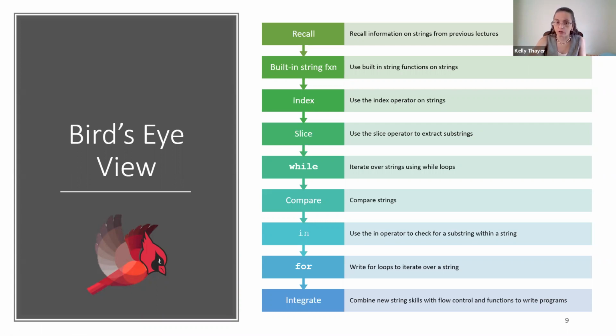We may want to compare strings. We can use the in operator to check for a substring. That is, do you have a particular letter pattern, a word within a word kind of a thing, to see if we can find that in the string. We also have for loops to iterate over strings. And finally, we would like to integrate the skills we have with the strings involving flow control and functions to write programs to process strings. So those are our goals for this. And I'll mention also that this is the last content which will be on your first exam.